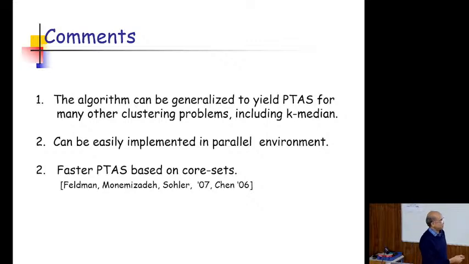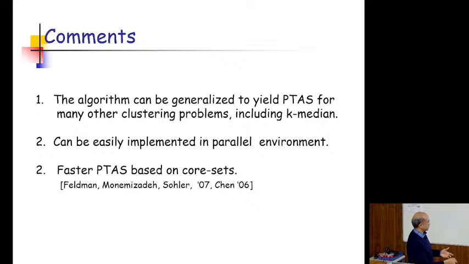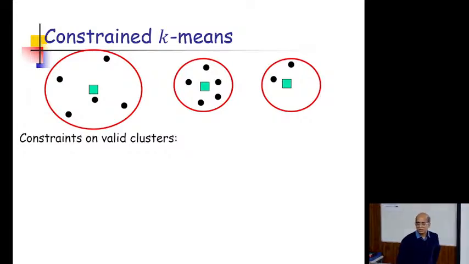This algorithm, in fact, you can generalize to yield a PTAS for many other clustering problems, including k-median, and it can be implemented in a parallel environment. Other faster PTASes are known for this problem. This is not the fastest one, which combines this with core sets. I won't get into those. But what I want to talk about is a slightly more general set of problems called constrained k-means.